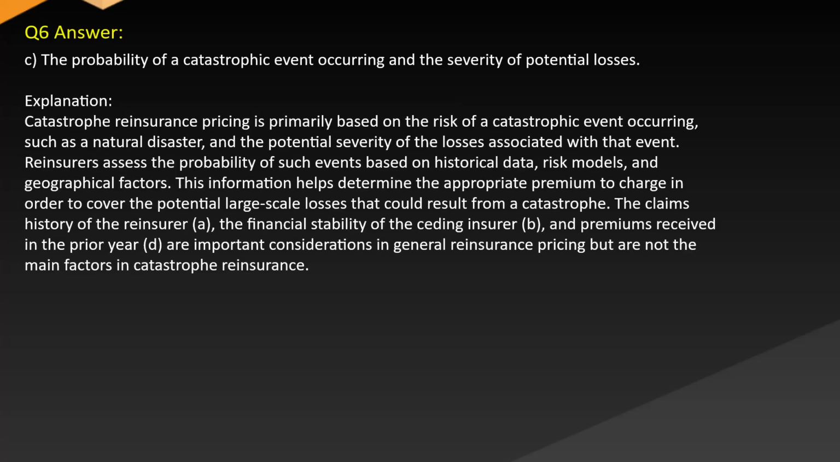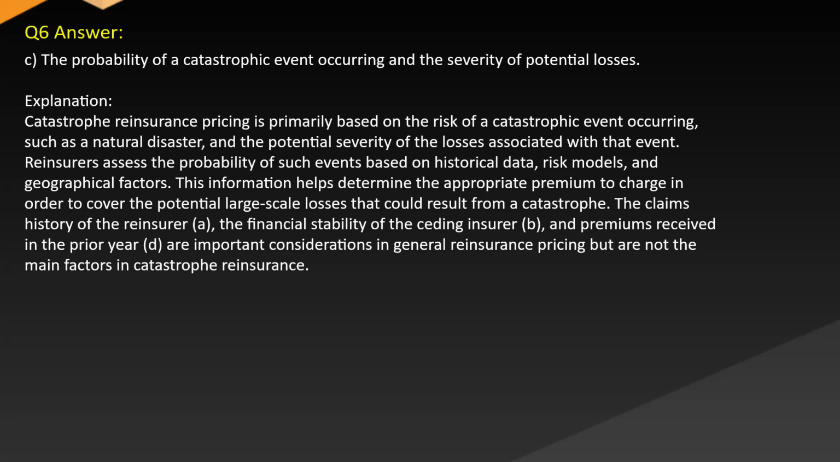Answer: C. The probability of a catastrophic event occurring and the severity of potential losses. Explanation: catastrophe reinsurance pricing is primarily based on the risk of a catastrophic event occurring, such as a natural disaster, and the potential severity of the losses associated with that event. Reinsurers assess the probability of such events based on historical data, risk models, and geographical factors. This information helps determine appropriate premium to charge in order to cover the potential large-scale losses that could result from a catastrophe.